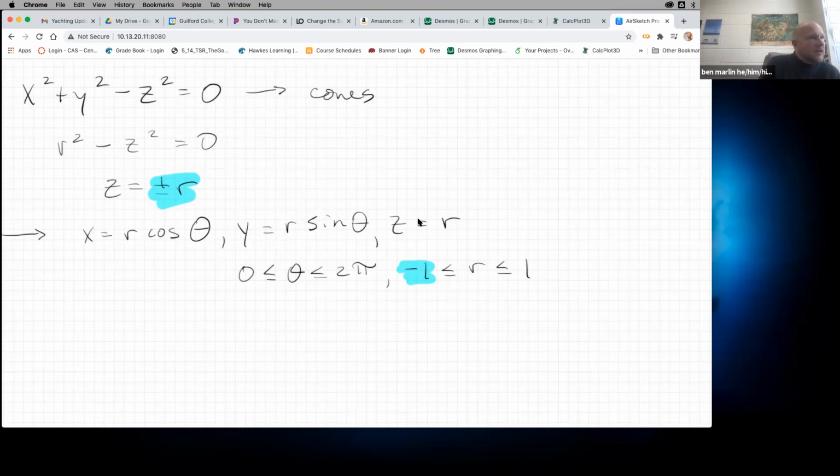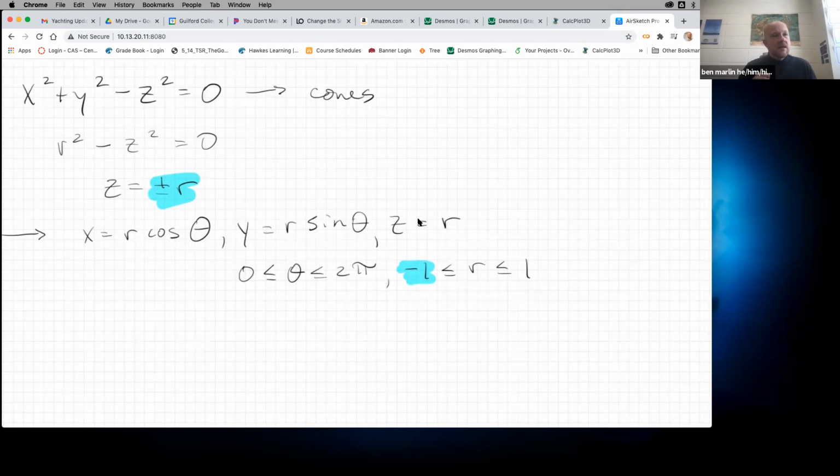So with regard to this, we can just let x and y be r cosine theta, r sine theta, and solve and get the z being r. And because we do -1 to 1, then we'll get the bottom cone and the top cone plotted.